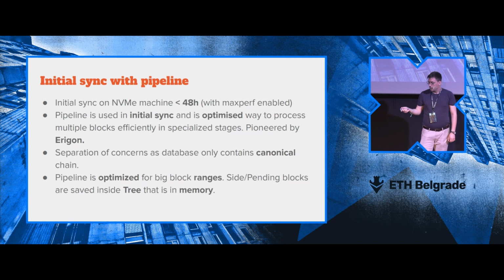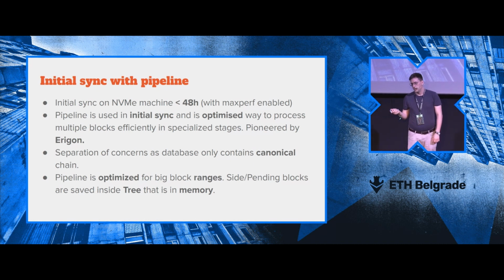In our database, we are just saving the canonical chain. That gives us a little flexibility, because we know that the data and blocks inside the database are canonicalized blocks, and we just reorg if needed. Pipeline is optimized for ranges. Sidechain blocks are handled by a different module.